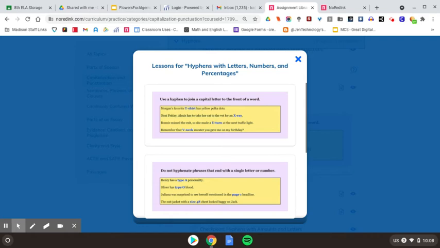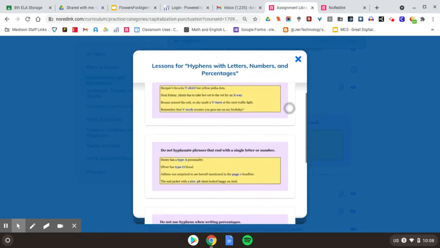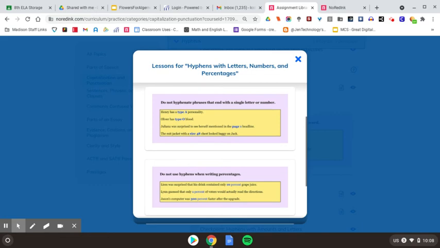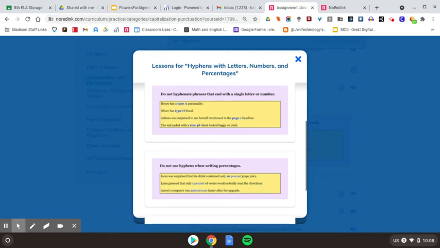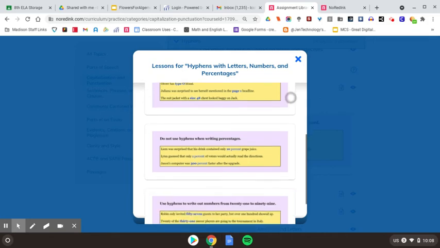So the first rule is you use a hyphen to join a capital letter in front of a word. The examples are t-shirt, x-ray, U-turn, v-neck. Always hyphenate when it's joining that capital letter in front of a word. Do not hyphenate phrases that end with a single letter or number. So a type A personality, type O blood, page 1 headline, size 48 chest. You do not use a hyphen with those because they have a single letter or a number after it.